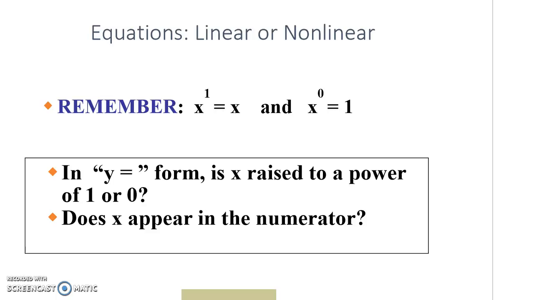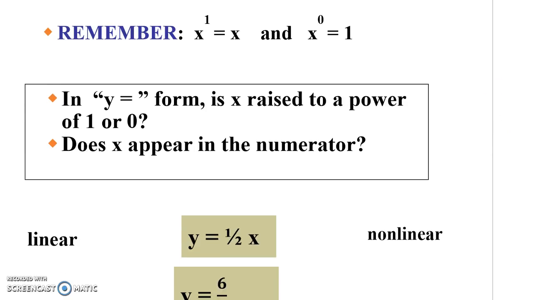So the rules are, if an equation is written in y equals form and x, your variable, is raised to a power of 1 or 0, only 1 or 0, then it's linear. If it's raised to the second power, the third power, or any other number other than 1 or 0, it's not linear. Also, you want to determine if x is in the numerator and not the denominator.